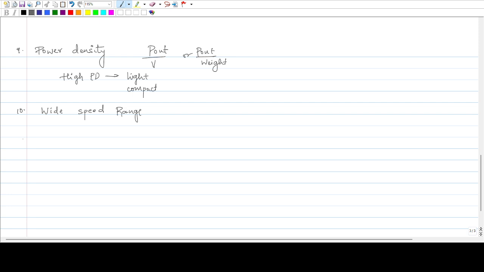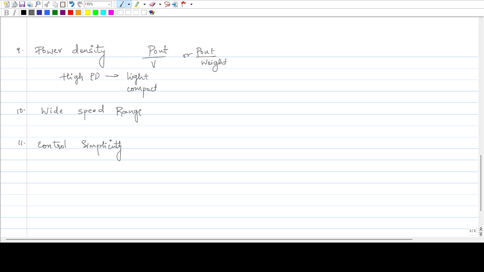The last criteria is control simplicity. The controller we use, how do we control the speed and torque of the motor? That controller should be as simple as possible, so that it is easy to implement the control systems. Simplified control reduces the developmental cost and improves the robustness of the entire drive system.